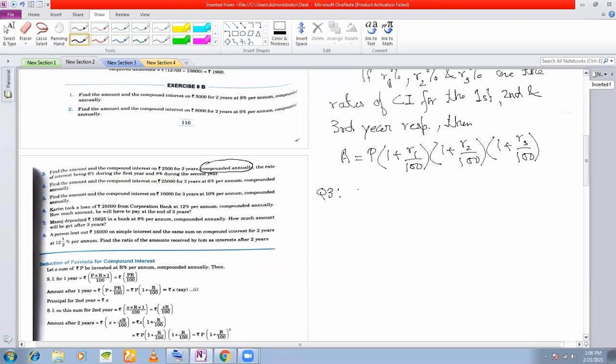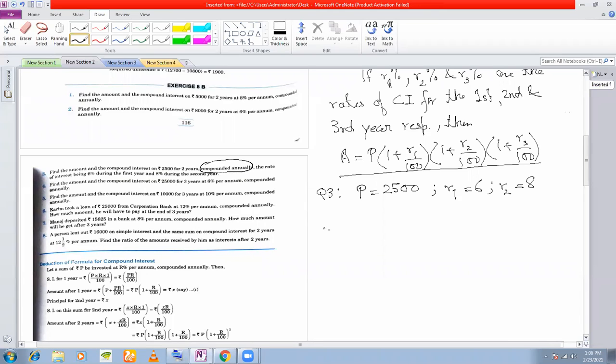So let us take what is given here. Principal here is given to be 2500 rupees. Okay, and time here is 2 years. Okay, but n is not there in this formula, so we shall not take note of the time. So we just know that time is 2 years. What is also given to you here is that the rate for the first year is how much? 6%. And the rate for the second year is 8%.